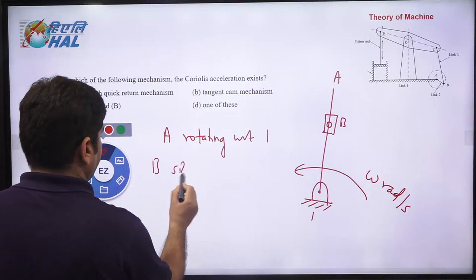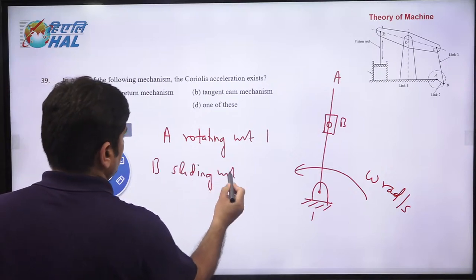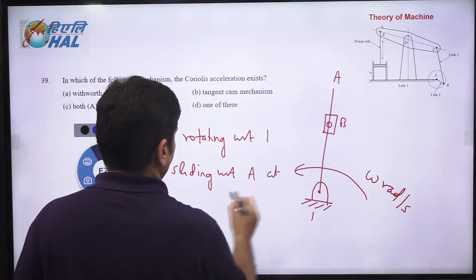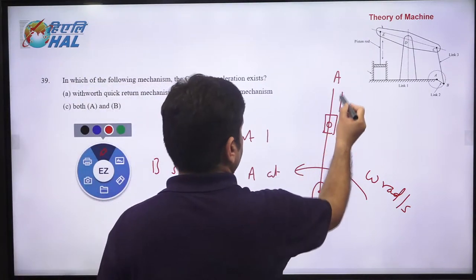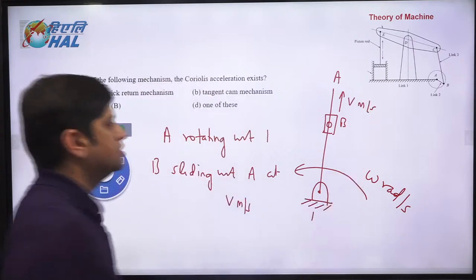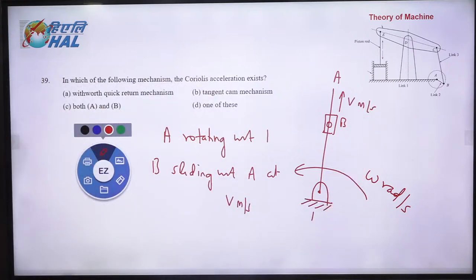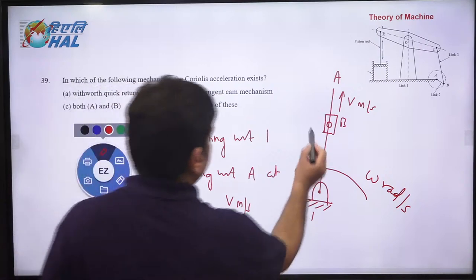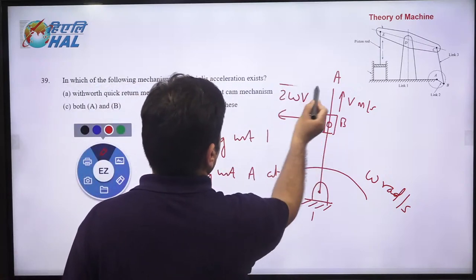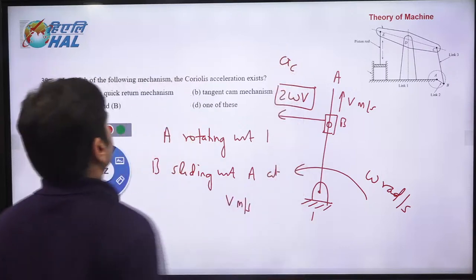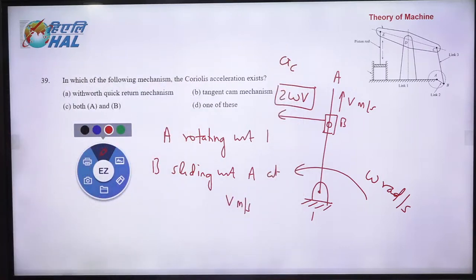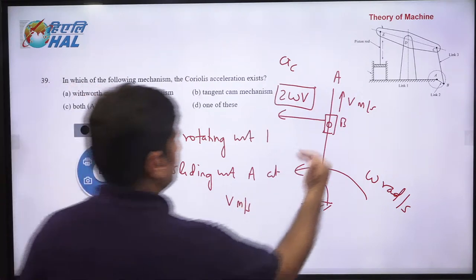B is sliding with respect to A at V meter per second. Let us say the velocity of B is V meter per second with respect to link A. So B is sliding on link A, and A is rotating with respect to fixed link 1. So there will be an acceleration 2 omega V, called Coriolis acceleration, on link B. The acceleration is 2 times omega cross V, and the direction will be like this.